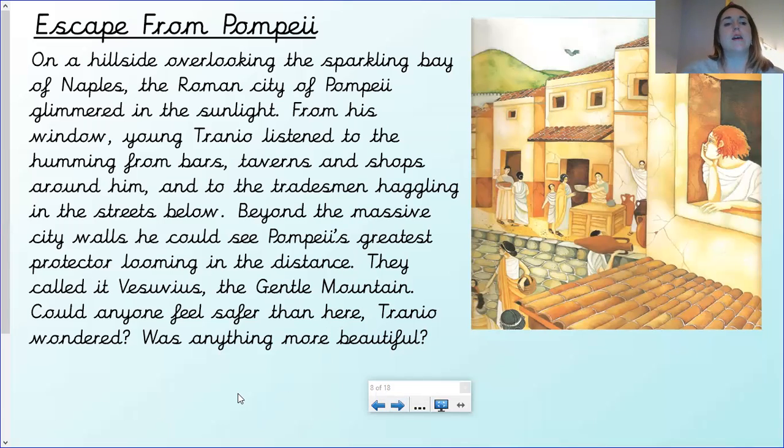Escape from Pompeii. On a hillside overlooking the sparkling Bay of Naples, the Roman city of Pompeii glimmered in the sunlight. From his window, young Tranio listened to the humming from bars, taverns, and shops around him, and to the tradesmen haggling in the streets below. Beyond the massive city walls, he could see Pompeii's greatest protector looming in the distance. They called it Vesuvius, the gentle mountain. Could anyone feel safer than here? Tranio wondered. Was anything more beautiful?